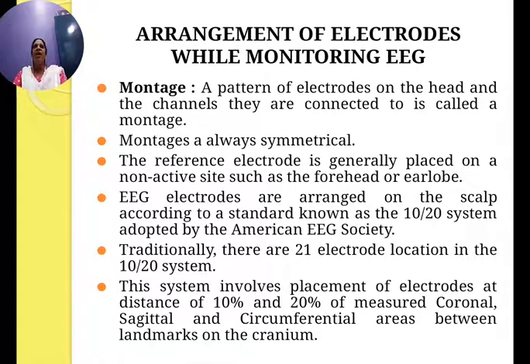So EEG electrodes are arranged on the scalp according to the standard known as the 10 by 20 system, which was adopted by the American EEG Society. Traditionally there are 21 electrodes in this 10 by 20 system, and this system involves placement of electrodes at a distance of 10% and 20% measured along coronal, sagittal and circumferential areas between landmarks on the cranium.